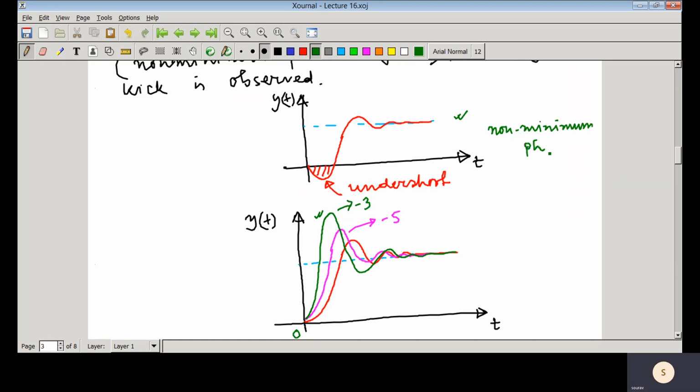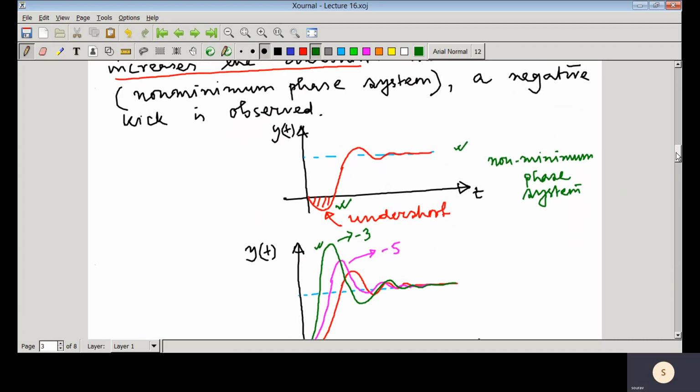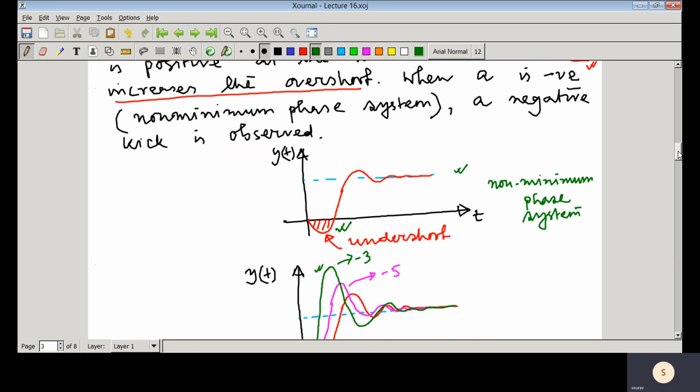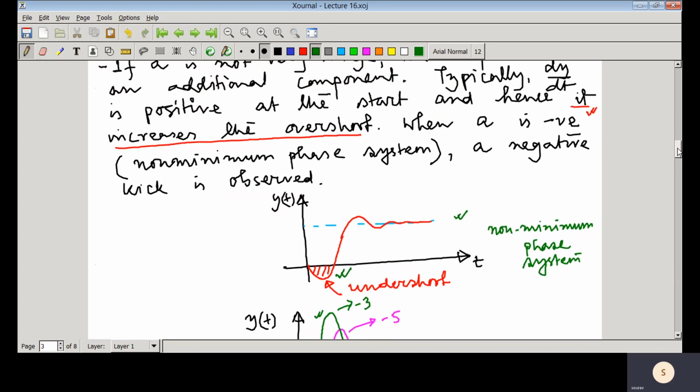This is the non-minimum phase system's response. Whenever that zero is placed on the right half of the s-plane, then in that case we observe a negative kick, that is called the undershoot. This is the effect of the zero and the pole whenever we add them to the normalized second order transfer function.